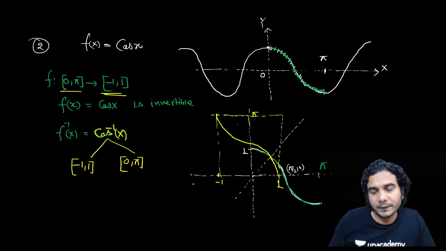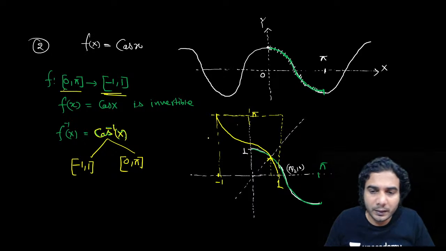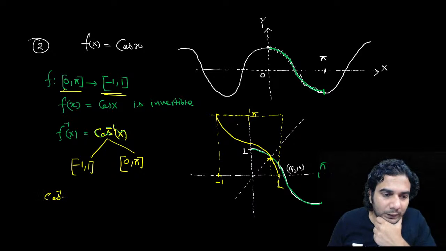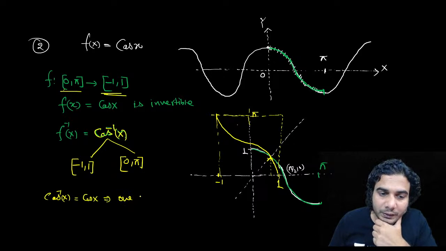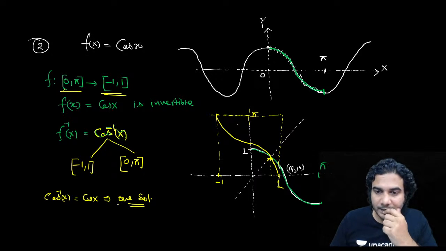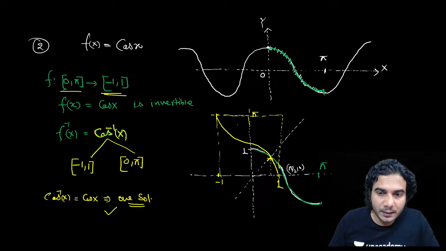In this box, cos inverse and cos will intersect each other at the y = x line, but we don't know this point. What is this point? We don't know, but certainly it is less than 1. So cos inverse x = cos x again has one solution. One solution. Is that okay? These two equations have one solution. So I hope it is clear.